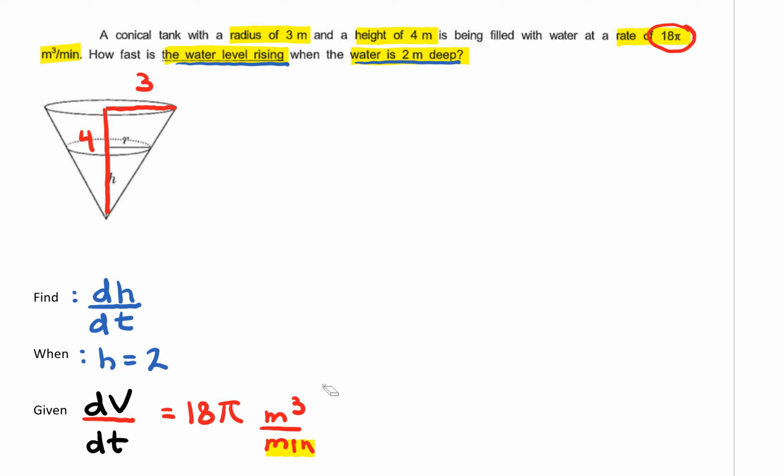Once we have all the information, we need to come up with a formula that relates all of this. When we're dealing with this inverted cone, which is a conical tank, the volume of a cone is: volume equals 1/3 pi r squared times the height. So that is the volume of a cone, and we'll be working with this formula to find what dh/dt is.